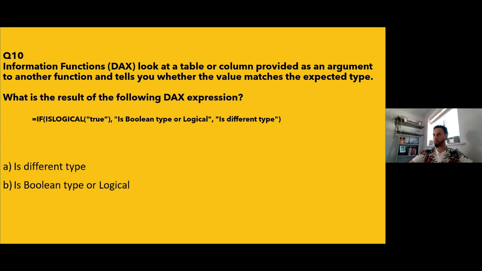What is the result of the following DAX expression? A, is different type, or B, is Boolean type or logical.